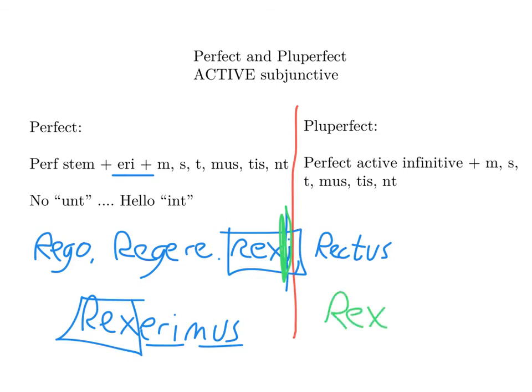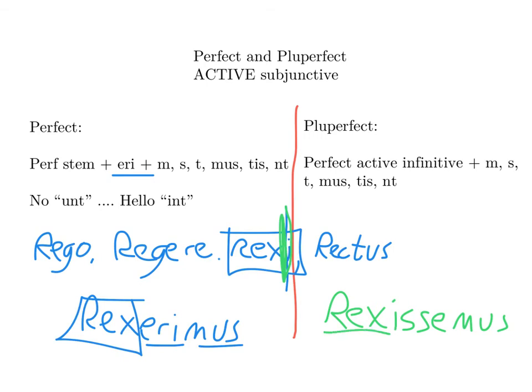And this time, the pluperfect actually works a lot like the imperfect. The problem is you don't have a present infinitive to use. You use the perfect infinitive. It's actually the same process, but with the perfect infinitive. The perfect active infinitive is, of course, rexisse, and then you add m, s, t, mus, tis, nt, and so the equivalent form in the pluperfect across is rexissemus.